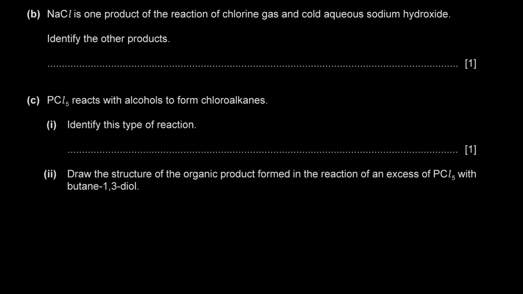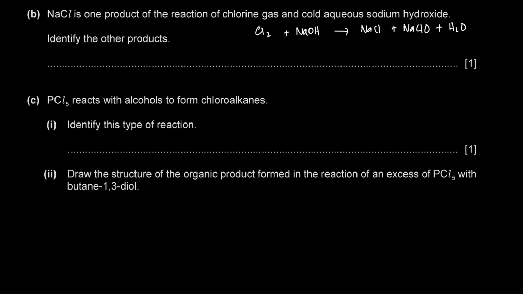Part B says NaCl, sodium chloride, is one product of the reaction of chlorine gas and cold aqueous sodium hydroxide. Identify the other products. When chlorine reacts with cold aqueous sodium hydroxide, NaOH aqueous, we get sodium chloride, and then we also get NaClO, which is sodium chlorate 1, and H2O.